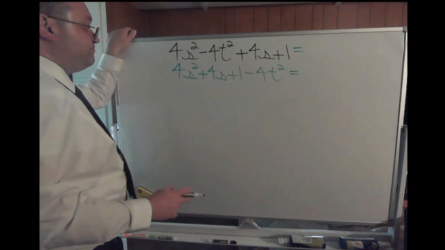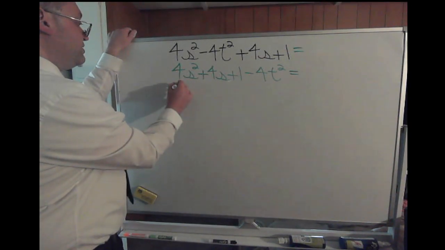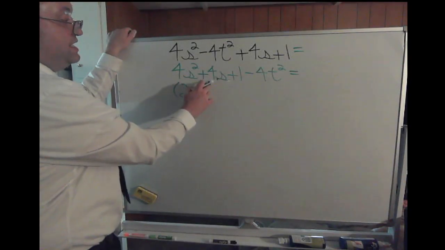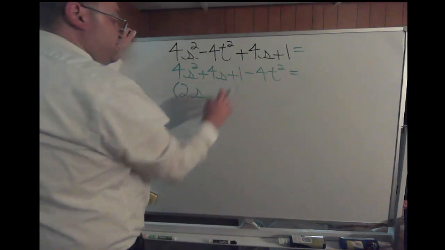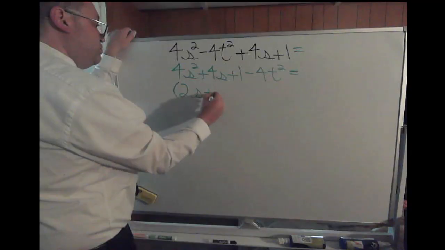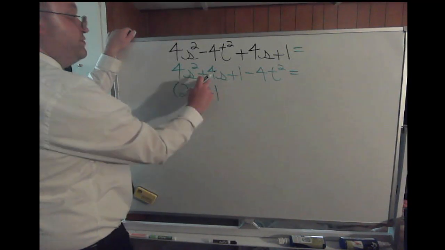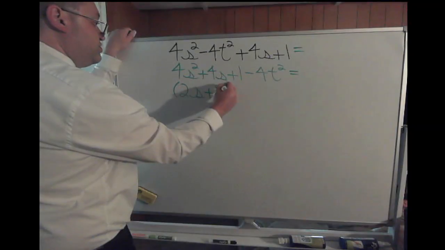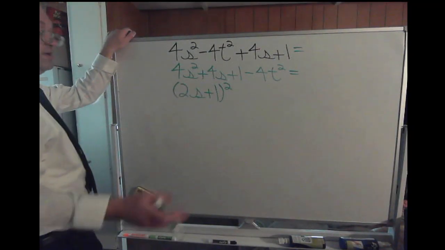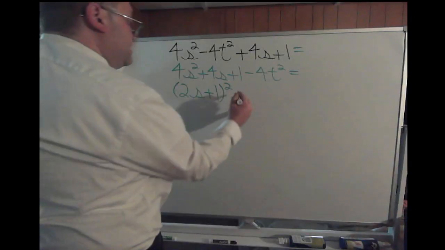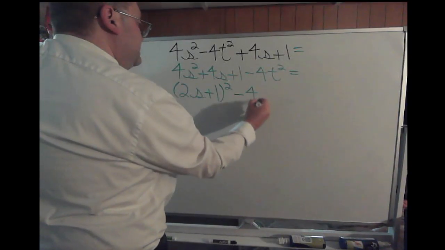So, square root of 4s squared, that's 2s. Now the middle sign's positive, so you get a positive root of 1, it'll be plus 1. If you take 2 times 2s times 1, you get 4s. So this is a binomial square or a perfect square trinomial, however you want to call it. You get 2s plus 1, that quantity squared, minus 4t squared.